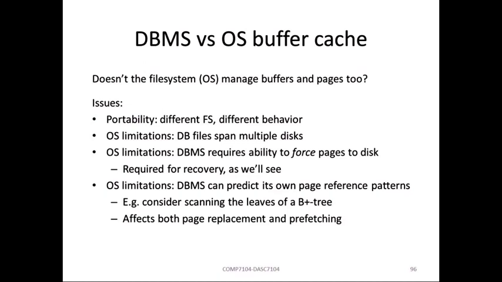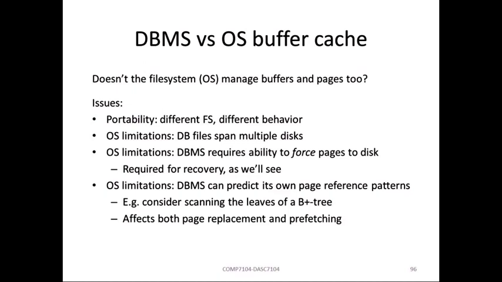There are various operating system limitations. For instance, a database file may need to span multiple disks, or this is not possible, let's say, within the scope of a file system. We will also see that there are situations in which the database management system needs to have direct impact, the ability to force pages to disk. For instance, when we are in the process of recovering from a crash.